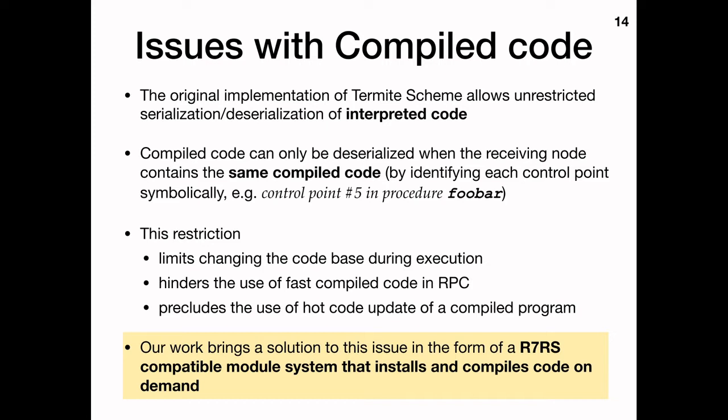Our solution brings a solution to this issue in the form of an R7RS compatible module system that installs and compiles the code on demand. What I mean by that is, instead of having the code fail to deserialize the procedure because the code is not there, it will be able to automatically fetch that code and incorporate it inside the program to be able to access the code that was once missing.